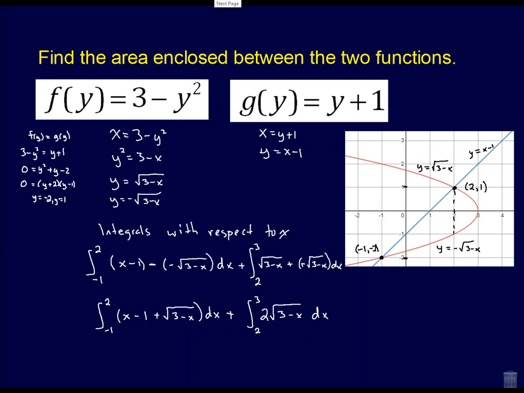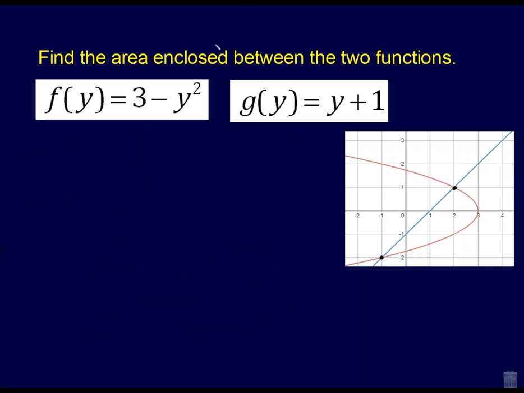So let's switch screens here. I've got the same two functions, the same graph and everything, and I still know the two intersection points. So I'm going to go ahead and label them again. Okay, this is still intersecting at the point -1, -2, and this is still intersecting at the point 2, 1.